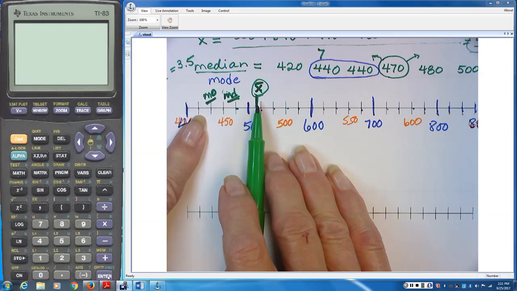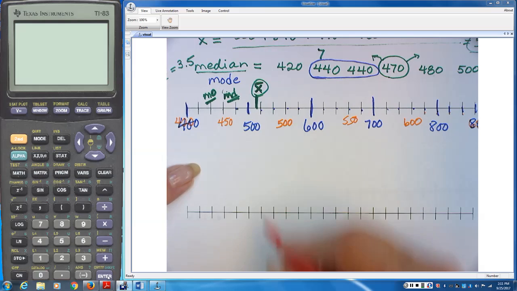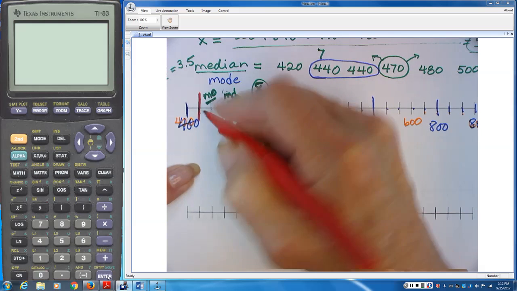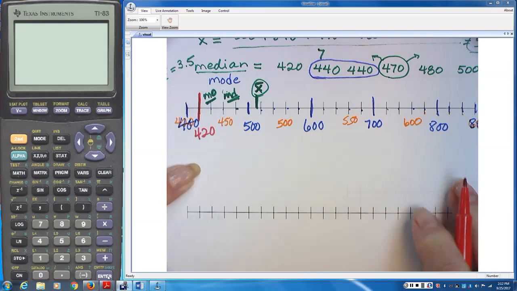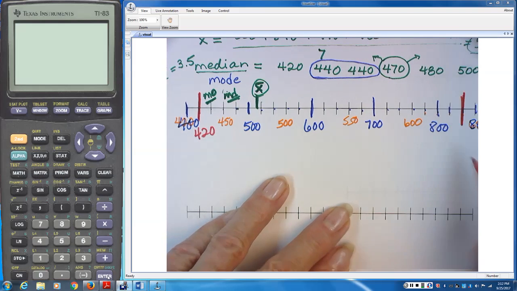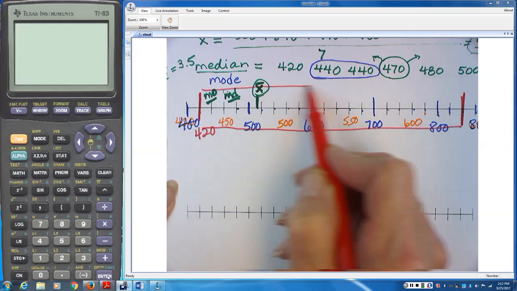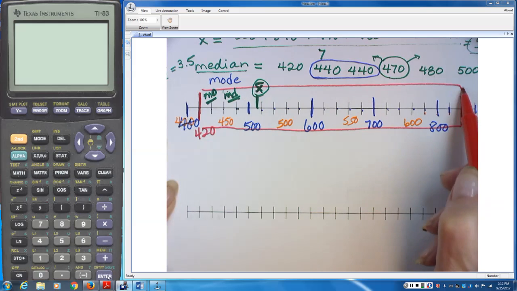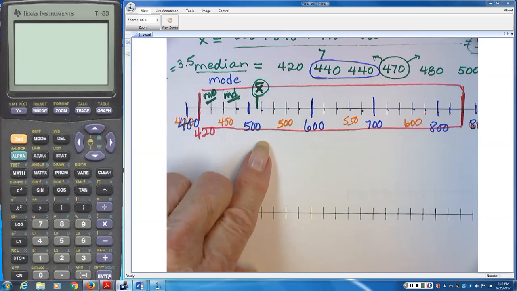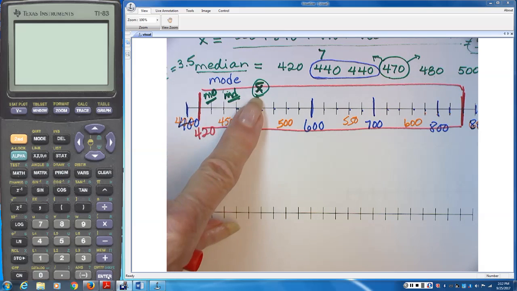Nope. Because if I put my min and my max in here, remember my minimum was 420, and my maximum was 840. So there's the box with all of my data in it. But the mode, the median, and the mean are all down on the low end of that.